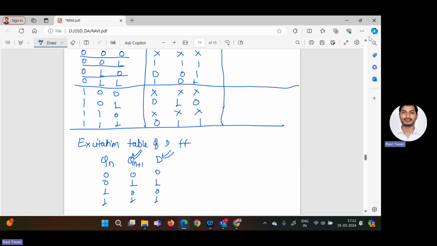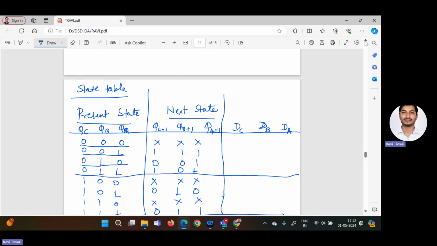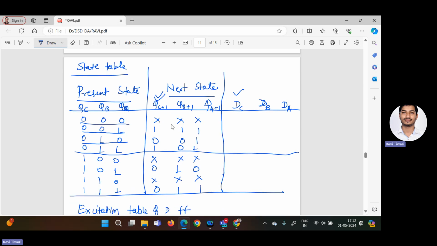That means if you want to find out the value of DC here, it is similar to that of QC plus 1. So directly I can write down the value here. It is don't care, 1, 0, 1, don't care, 0, don't care, 0. That's it. Understand? Similarly, what will be the value of DB? DB will be equal to that of QB plus 1. So don't care, 1, 0, 0, don't care, 1, don't care, 1.